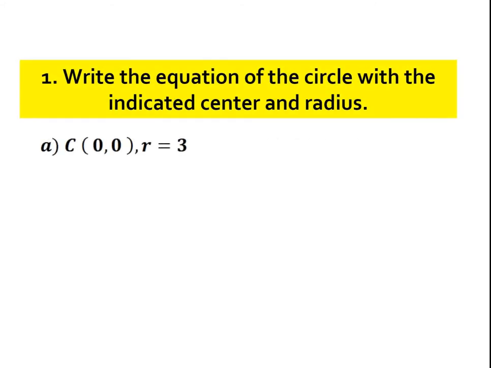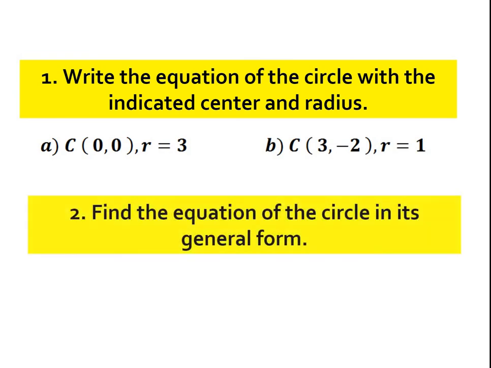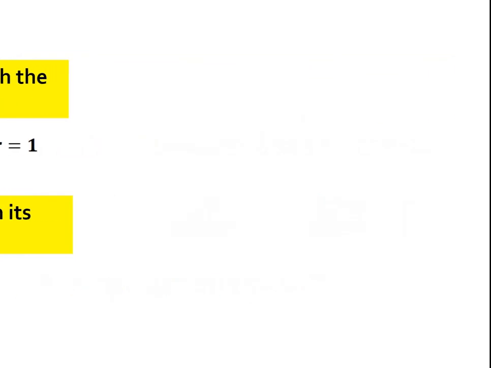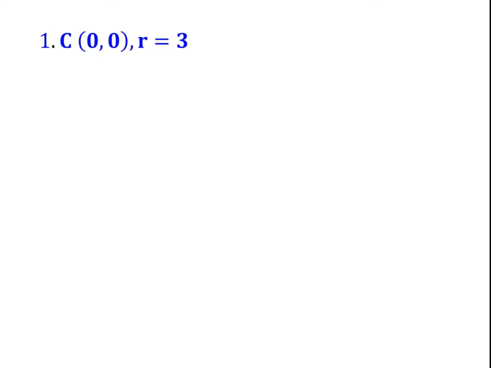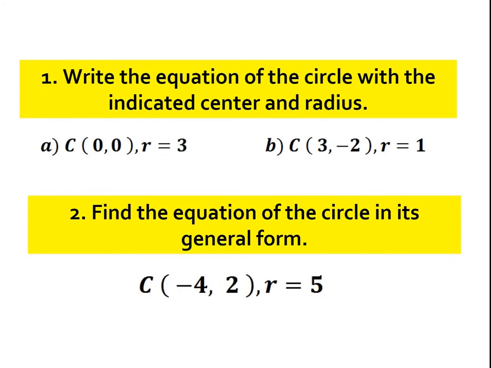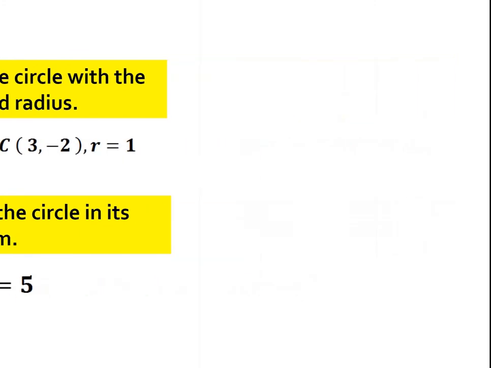So let's have this class enhancement. For number 1, write the equation of the circle with radius 3 and center 0, 0, and also with the center at 3, negative 2, and r equals 1. For number 2, find the equation of the circle in its general form. So let's have the solution.